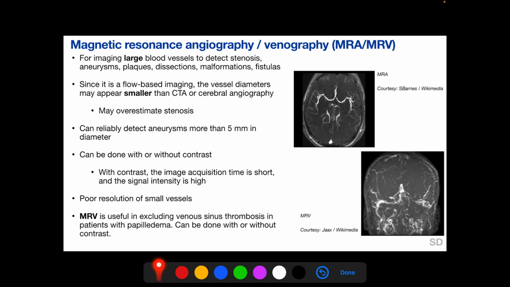small vessels are poorly resolved on MRA, and MRV is useful in excluding venous thrombosis in patients with papilledema and can be done with or without contrast. So this is an MRV showing blockage of the transverse sinus on one side.